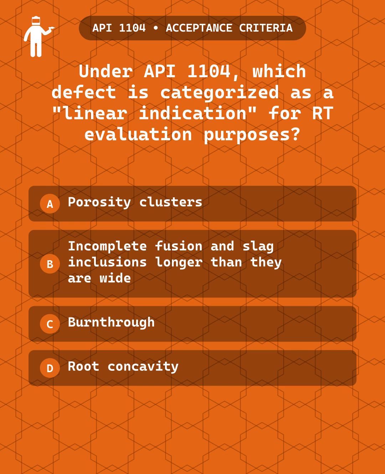Question 10. Under API 1104, which defect is categorized as a linear indication for RT evaluation purposes? Is it A, porosity clusters, B, incomplete fusion and slag inclusions longer than they are wide, C, burn-through, or D, root concavity?